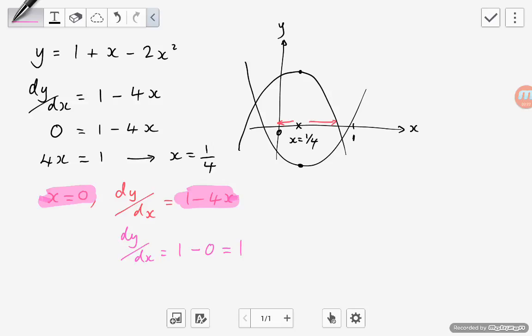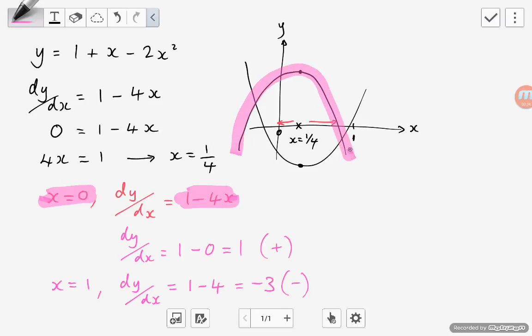Now let's look to the right of x equals a quarter. So the first whole number is 1. So dy by dx is equal to 1 take away 4, which is minus 3. So this means to the left we've got a positive, and to the right we've got a negative. Now the only curve that matches that is a maximum curve, because we've got a positive gradient to the left and a negative gradient to the right.